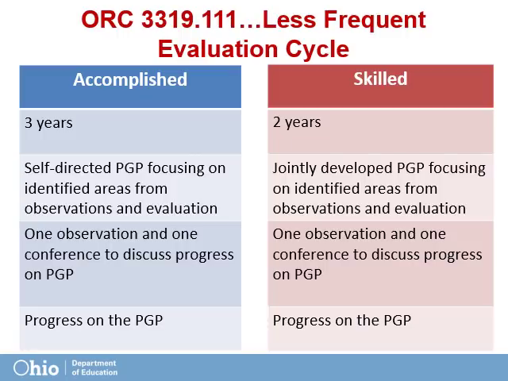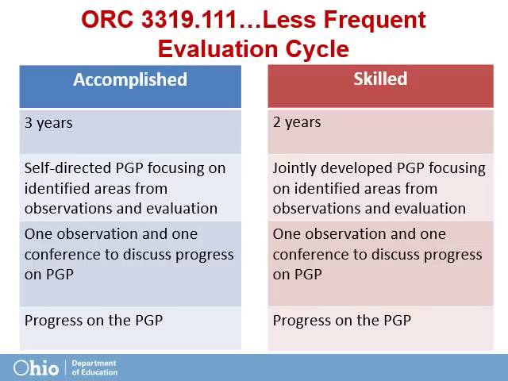3319.111 also calls out the less frequent evaluation cycle for teachers rated skilled and accomplished. Districts still have the option of fully evaluating these teachers once every 3 years if they're rated accomplished, and once every 2 years if they're rated skilled. Teachers rated accomplished must have a self-directed professional growth plan.